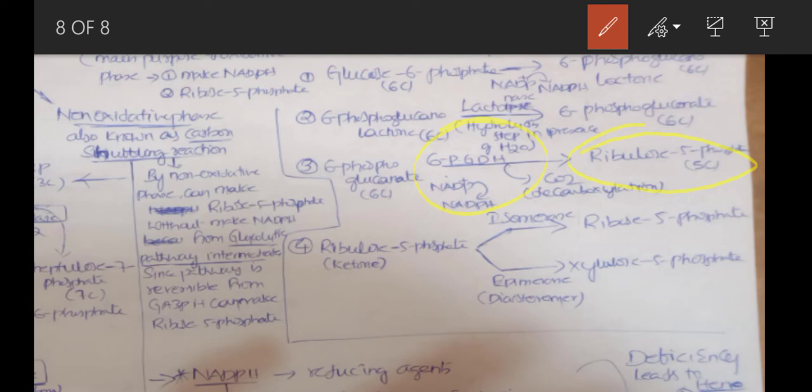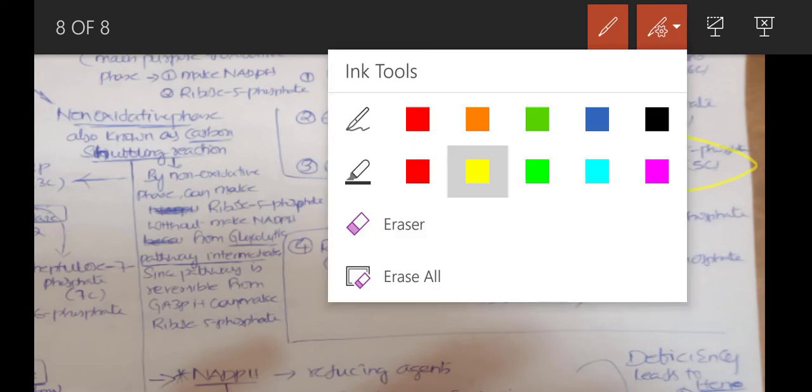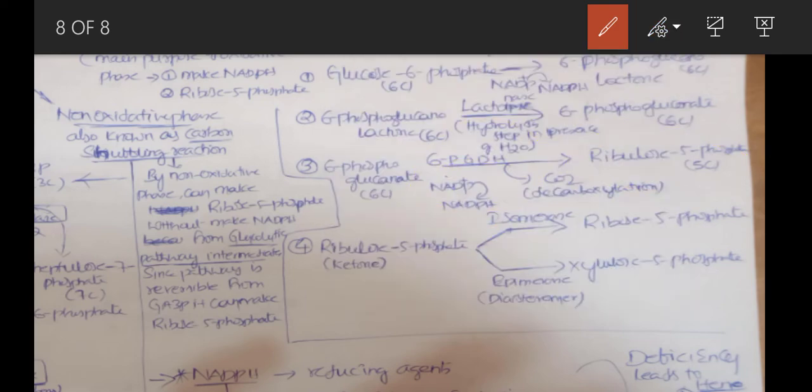Okay, it is a dehydrogenase enzyme, so NADP+ will convert to NADPH. Here it is one carbon less, so that one carbon will be removed as carbon dioxide. So this is actually a decarboxylation step. In the next step, this ribulose 5-phosphate will be acted on by two enzymes. One is isomerase and one is epimerase. Isomerase will form ribose 5-phosphate. Epimerization will form a diastereoisomer, that is xylulose 5-phosphate.